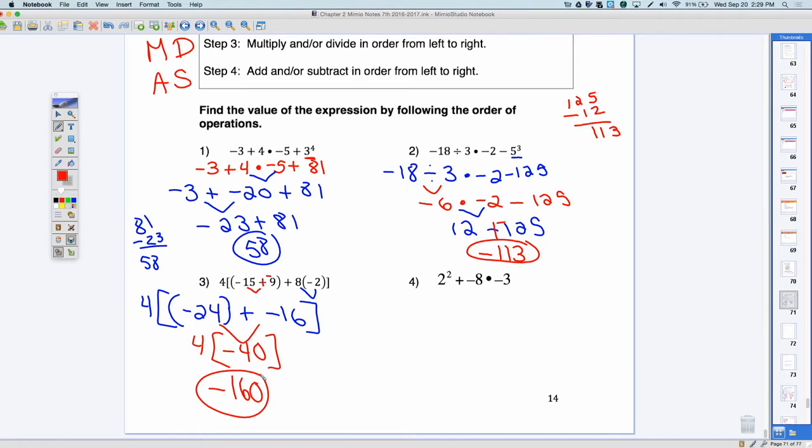Number 4, we have 2 to the 2nd power plus -8 times a -3. We have to do our exponents first, and 2 to the 2nd power is 4. Bring everything down. We have addition and multiplication, and multiplication comes next. So it's 4 plus 24. Addition is our last step to give you 28.